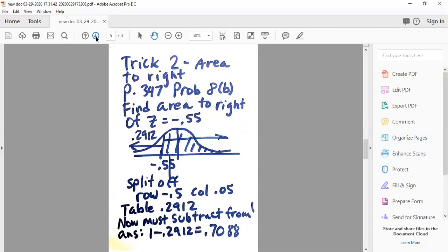That is the area on your table of the black to the left, which I have put up here. Okay, so to reverse it and get area to the right, you subtract from 1. It's a complement event because the total area under the curve is 1. So the correct answer is 70.88%.